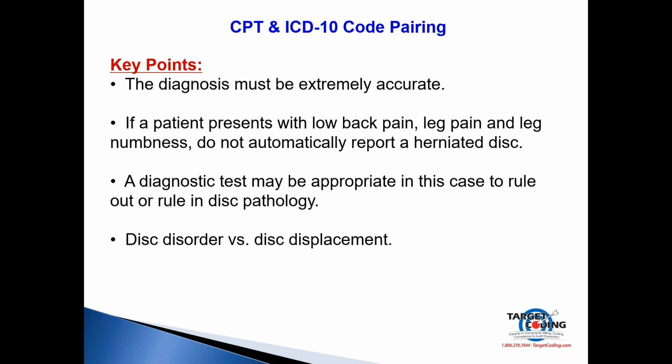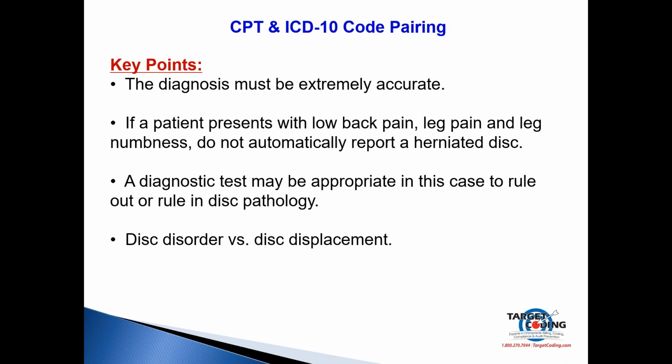Other basics here are the diagnosis must be extremely accurate. You always want to use diagnosis codes to the highest degree of specificity. And don't guess or gamble. For example, if a patient comes into the office with low back pain, radiating pain and numbness down a leg, don't automatically assume this is a herniated disc. I know those of you in practice for many years, you could probably pick up a lot of things without expensive diagnostic tests. Just be careful.